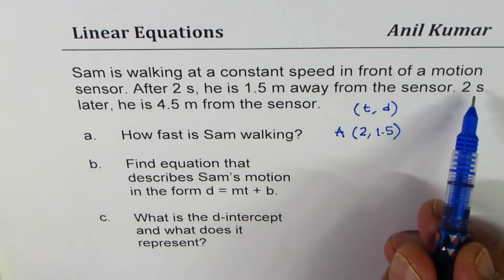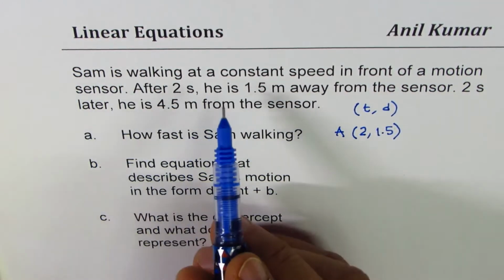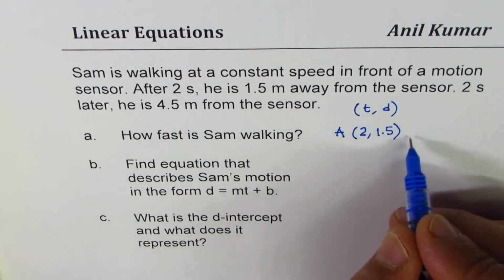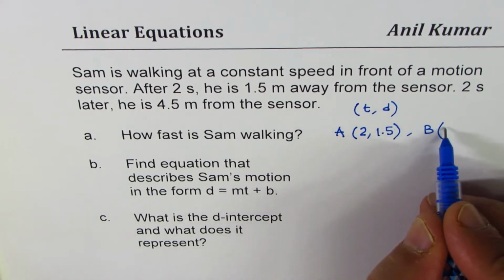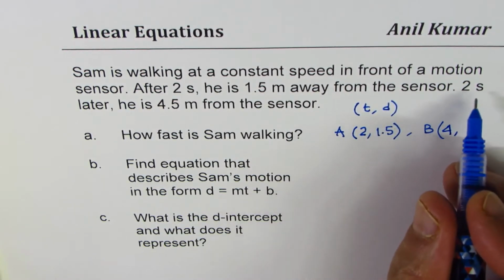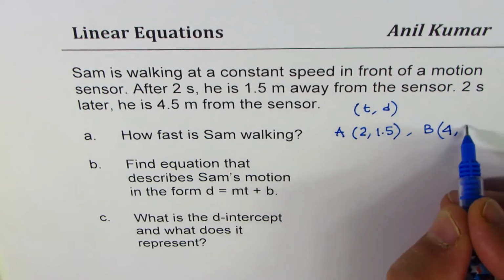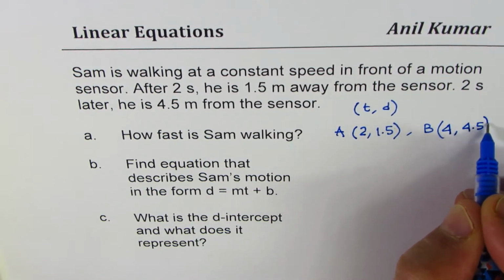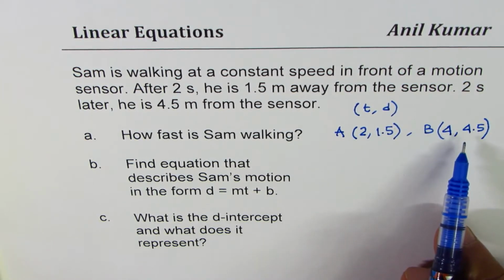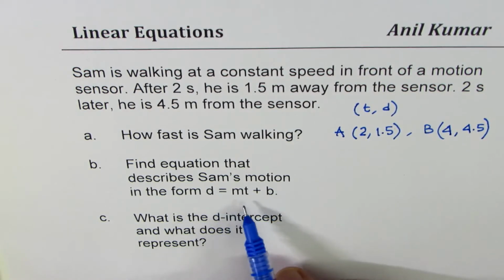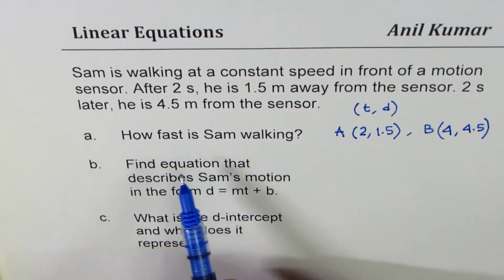2 seconds later, that means now the time is 2 plus 2. That could be a mistake at times. 2 seconds later he is 4.5 meters. So the other point is B. 2 seconds later means we have to add 2 to the previous position, so it becomes 4. Now at 4 seconds from starting, he is 4.5 meters away from the sensor. Do you see that? So that is how you could get 2 points. Now once you get 2 points, you can always write the equation which is of the form d equals mt plus b, which is a linear equation, right? Now let's go through this one by one.